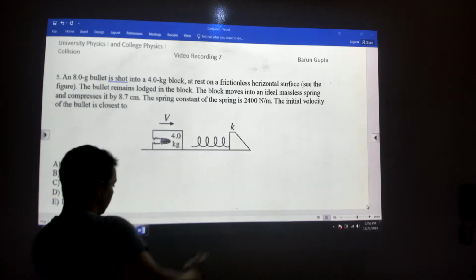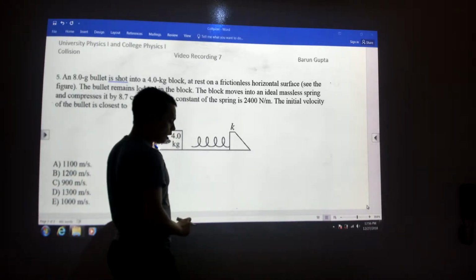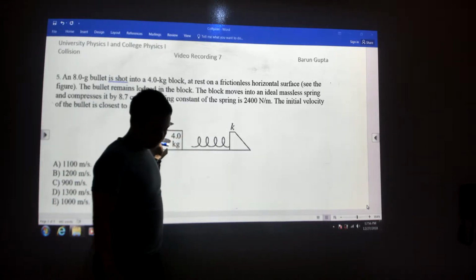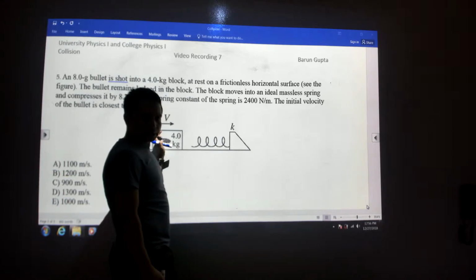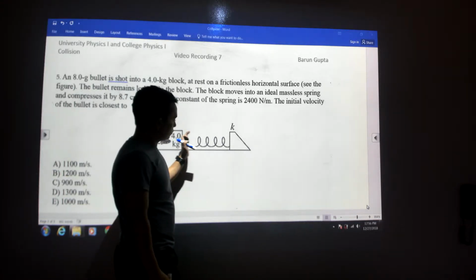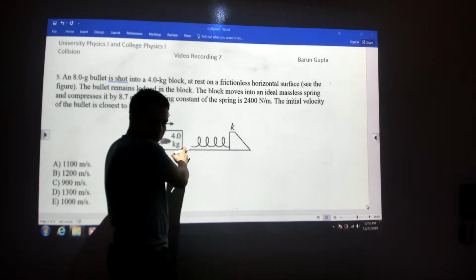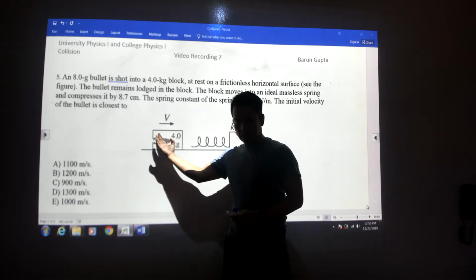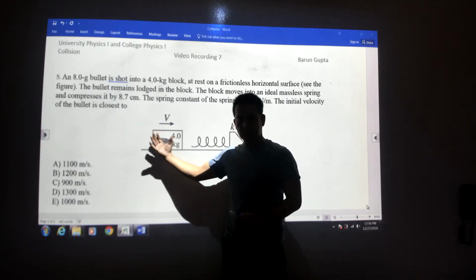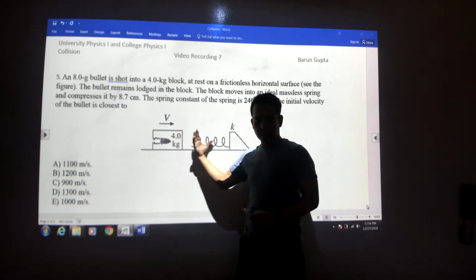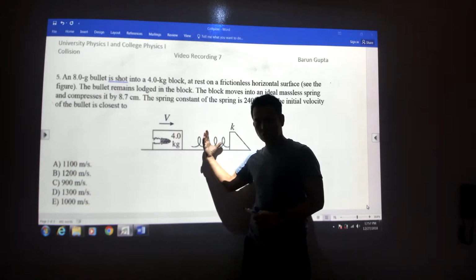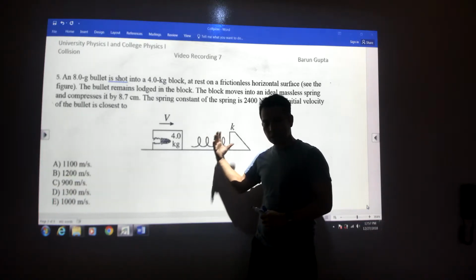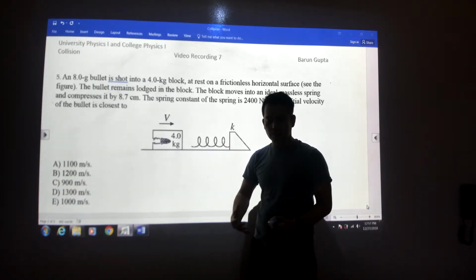When the bullet and the block move together, it compresses the spring. That means all its kinetic energy changes into potential energy. So when it comes back, all it has is kinetic energy. But once it hits the spring, all the energy is now changing into potential energy. We call that an elastic potential energy. So let's first use the principle of conservation of energy.